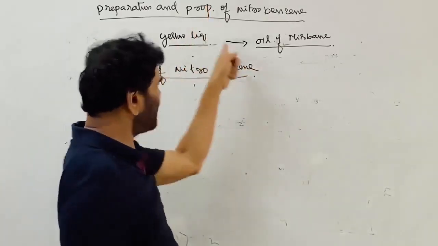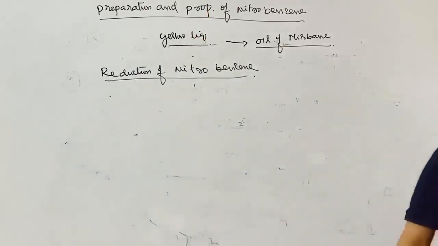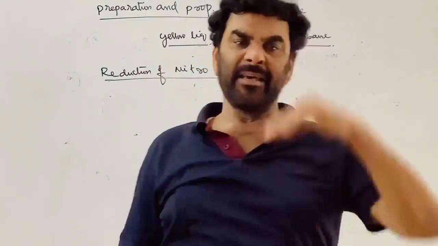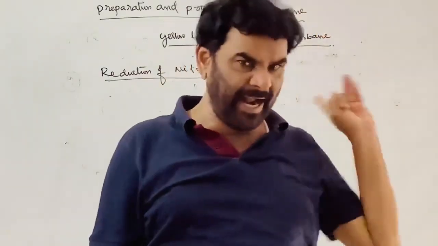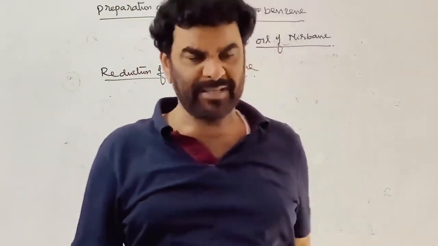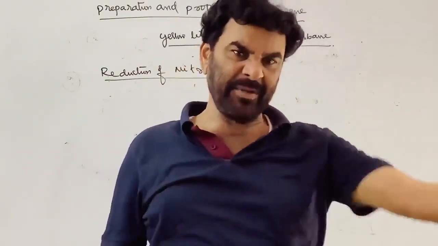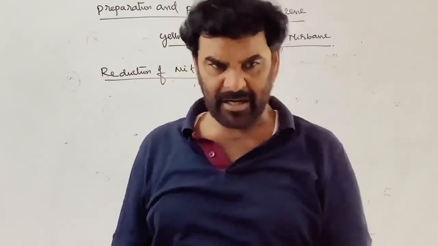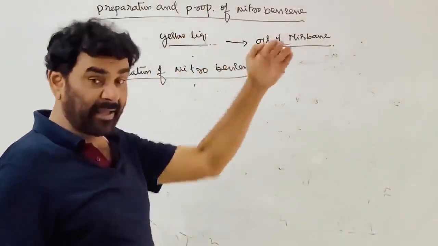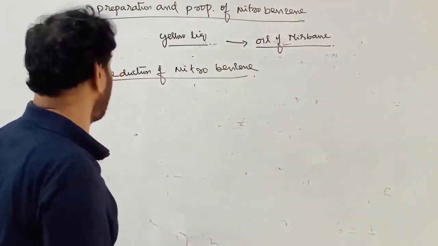Normally, organic liquids are immiscible with water and their density is less, so they float over the water. But nitrobenzene's density is 1.2 grams per cc. It is immiscible with water and denser than water. Therefore, it forms the lower layer, not the upper layer. Water is the upper layer and nitrobenzene is the lower layer.